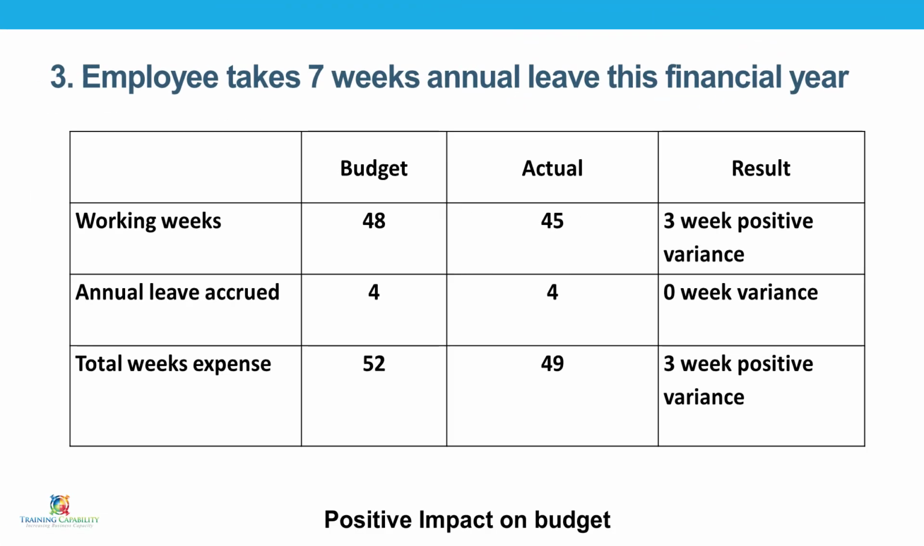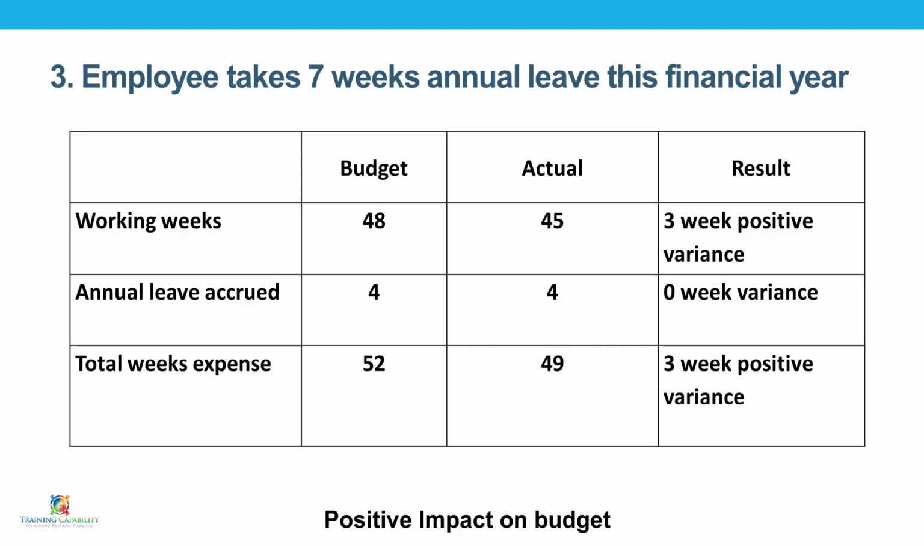The final scenario is where your employee earns 4 weeks annual leave but takes 7 weeks leave. This final scenario is favourable to your budget as the employee is taking a lot of leave, 7 weeks. I'm often asked, how does that actually work? As with the previous scenario, you budgeted 48 weeks of salary. However, your employee actually only works this year for 45 weeks. The same scenario applies to formulating the budget for 4 weeks annual leave, which is reflected in the actual results, as the employee earned 4 weeks.